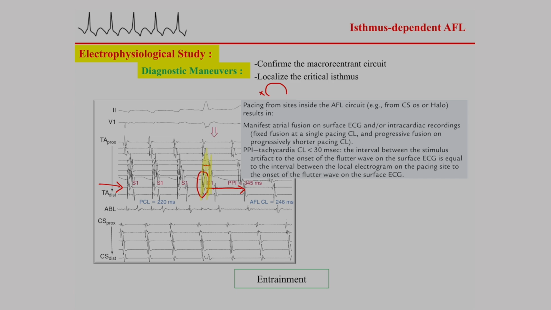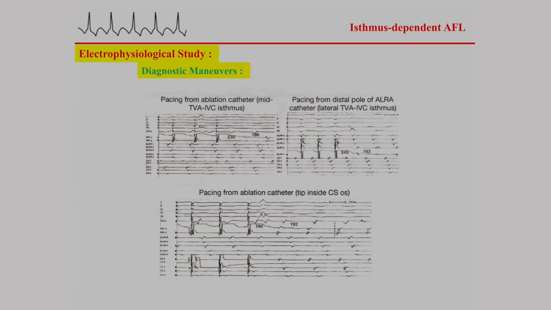So this is the maneuver during the tachycardia. If you want, let's examine this example together. We have here an ECG, a counterclockwise surface ECG, but with a faster rate. We start to pace here from the central isthmus, and you see that the PPI is about 230. It's really longer. The cycle length of the tachycardia is about 190.